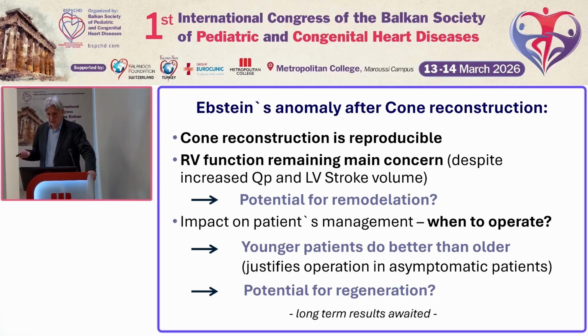So I'll tell you at the end what the policy of Great Ormond Street is. We offer the cone operation to completely asymptomatic Ebstein's patients between age 3 and 7 with severe or moderate tricuspid regurgitation. So this is the current policy. So we believe that we are really changing the outcome of this difficult patient.